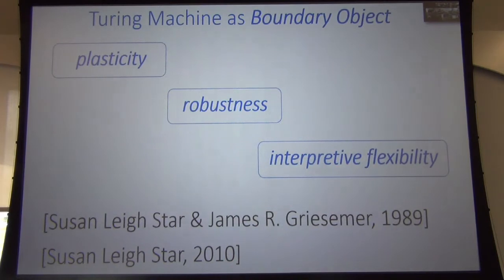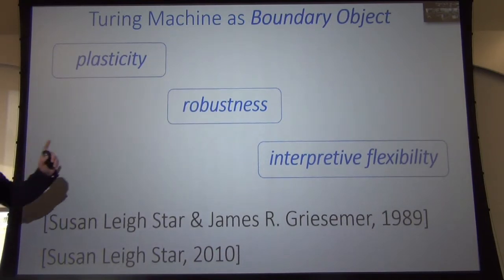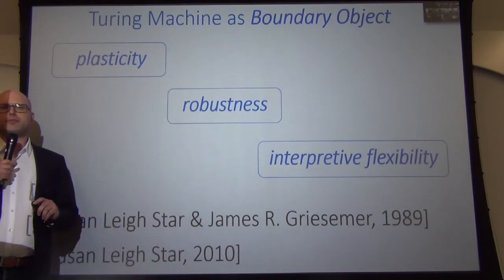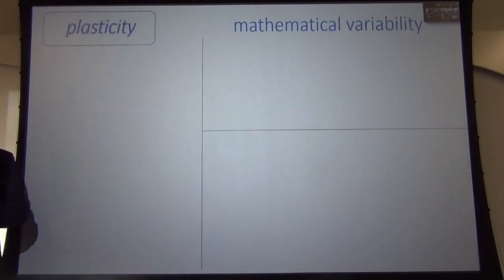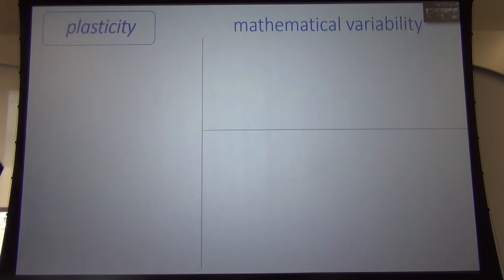To do that, I'm going to engage with Susan Leigh Star and her co-author. These are seminal papers on boundary objects. I'm going to have to argue that there's plasticity involved when we go through all those textbooks. We have robustness and we have interpretive flexibility. So let's start with the first item. A synonym is mathematical variability.